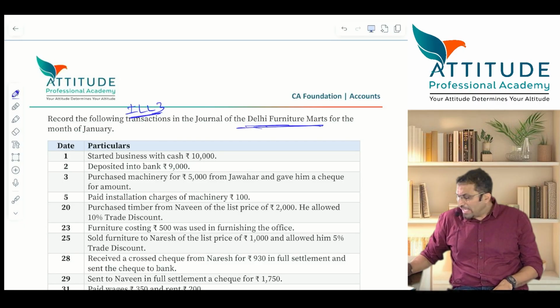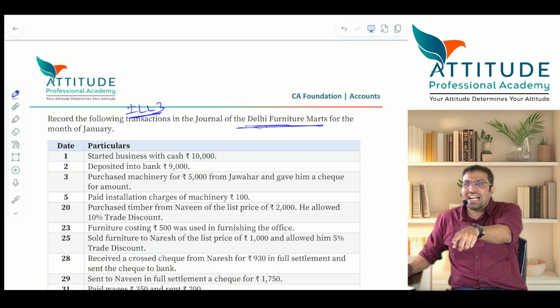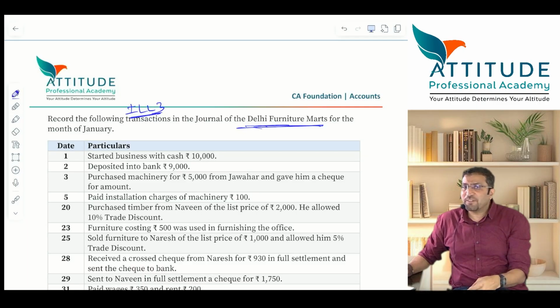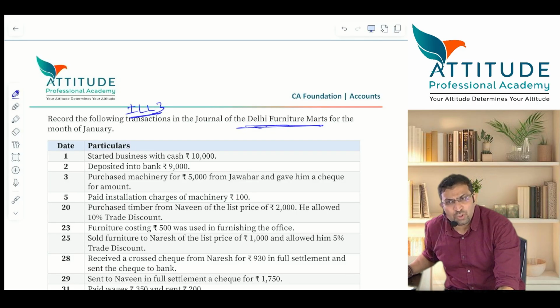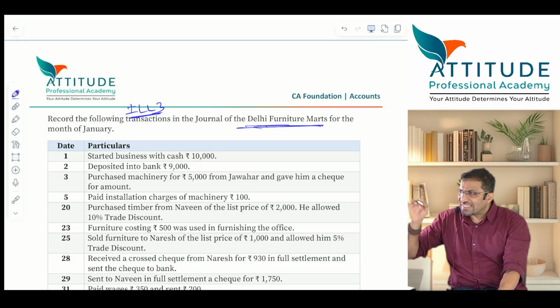Sir, why are you underlining this? Delhi Furniture Mart. It means that he is a dealer in furniture. So if he purchases furniture with an intention to sell, then it is goods. But if he purchases furniture with an intention to use, then they are not goods. Then it becomes a fixed asset or a PPE. Is that clear? Understood? Okay. Shall we go to the first transaction?